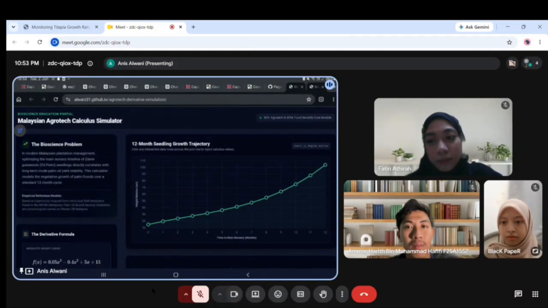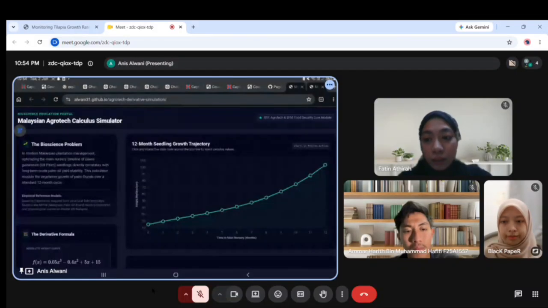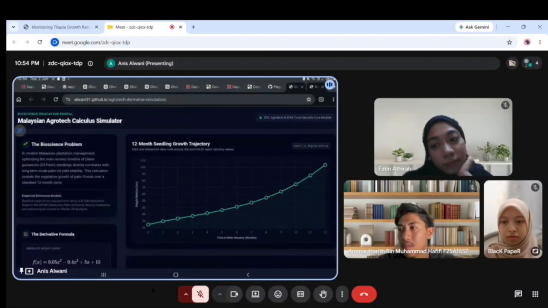I will explain the agrotech derivative simulation. For the introduction, the agrotech derivative simulation is an application that demonstrates how the mathematical concept of derivative can be applied in agriculture. The simulation helps users see visually how changes in factors such as time, growth rate, or resource use affect crop development and productivity.